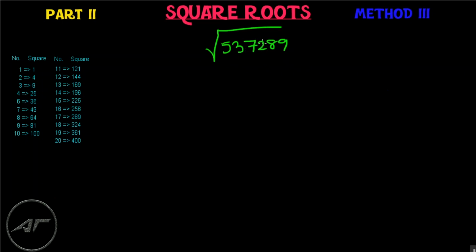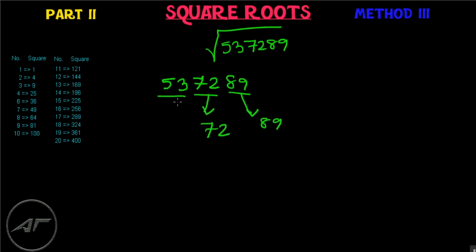What we do is we break up the number into pairs of 2 starting from right. So 537289: this is one pair, this is one pair, and this is another pair, gives us 89, gives us 72, gives us 53. This is our first pair, this is our second pair, and this is our third pair.